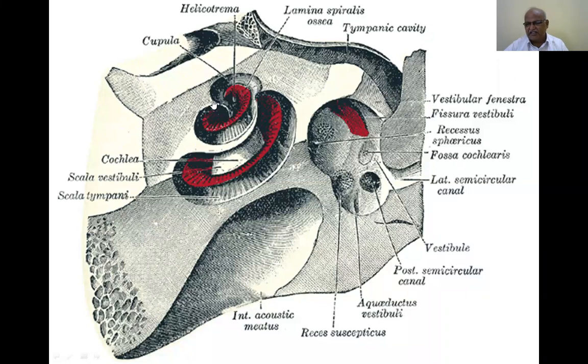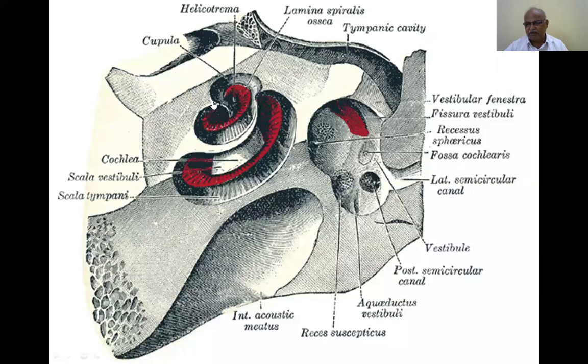The inner ear has an outer bony part, that is the bony labyrinth. Inside the bony labyrinth, there is the membranous labyrinth. In between the bony labyrinth and the membranous labyrinth, perilymph is there. Inside the membranous labyrinth is endolymph. Endolymph is present within the membranous labyrinth.